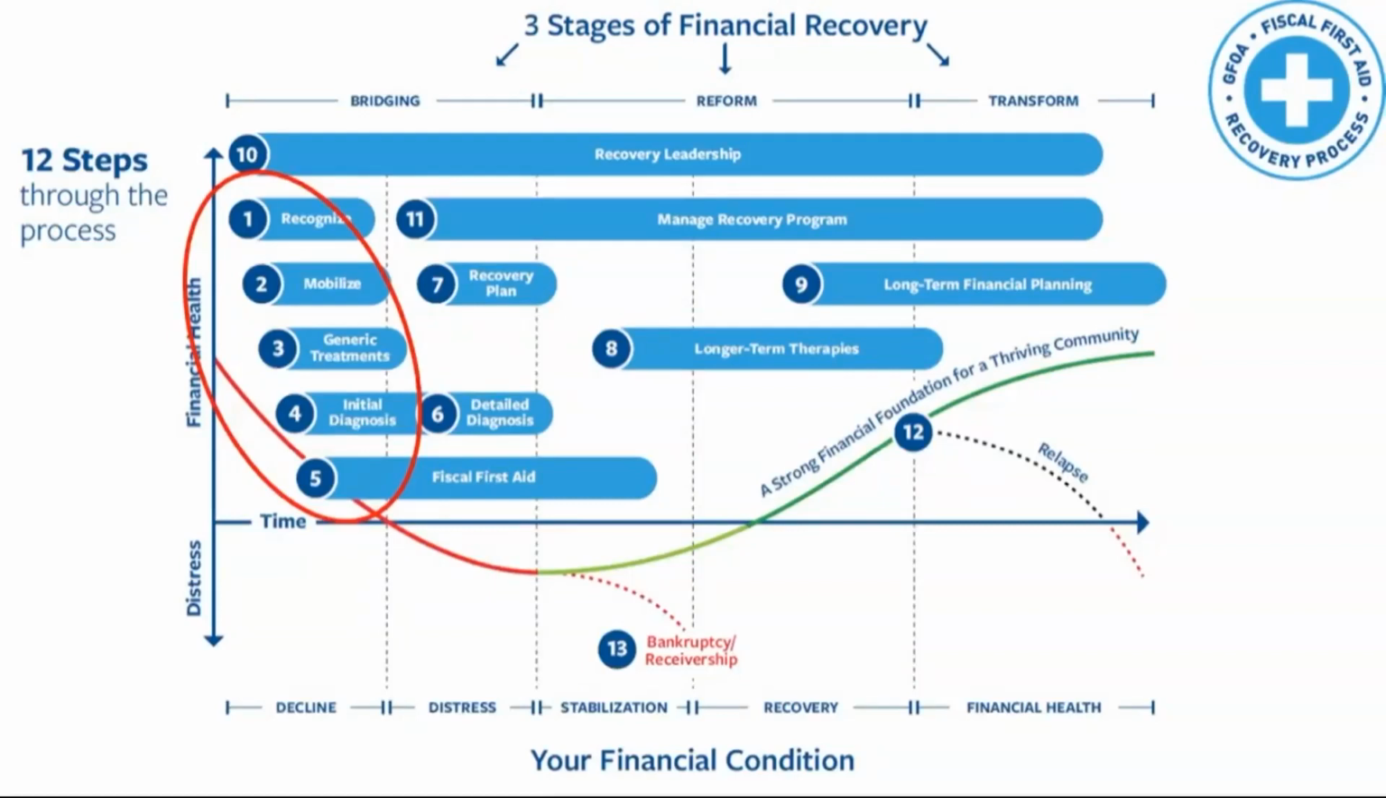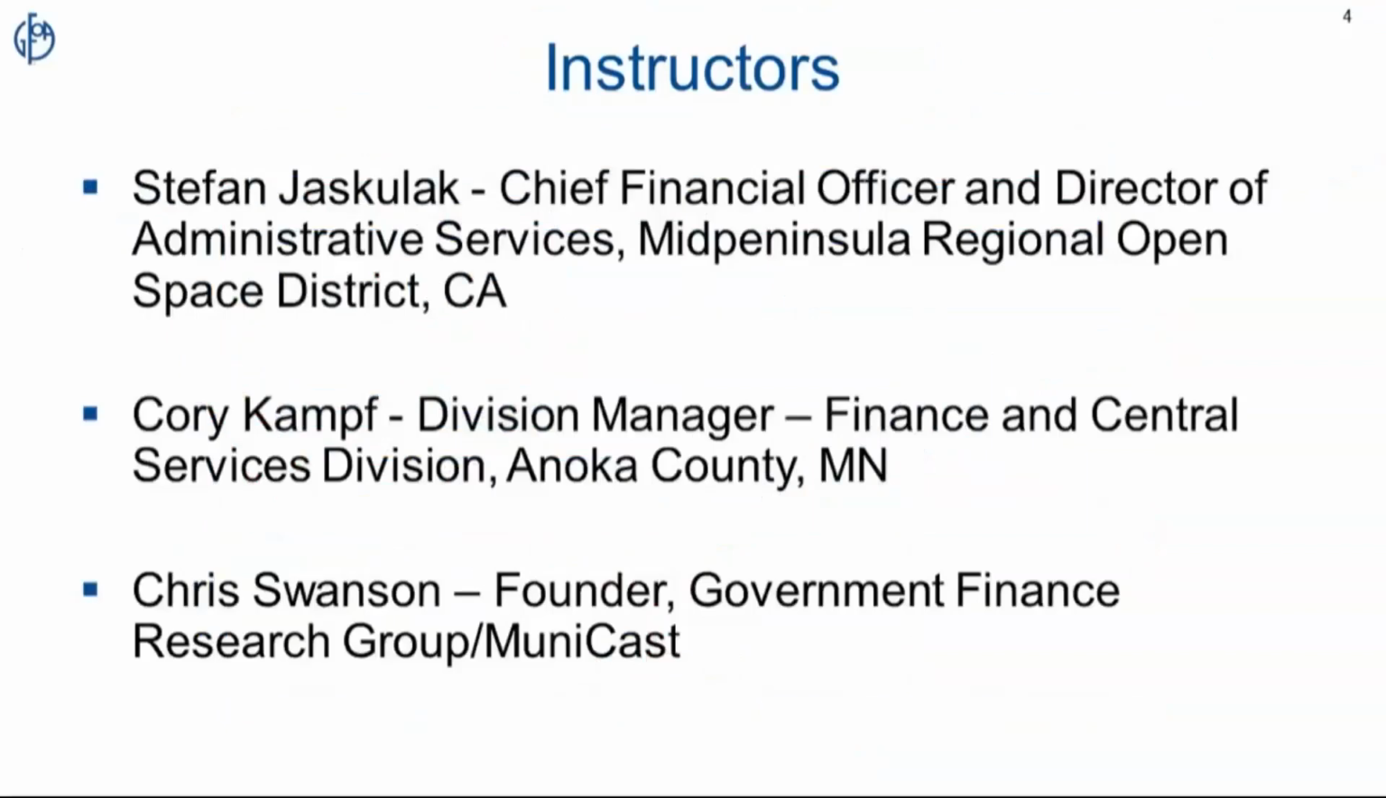But to get things started, I want to welcome Stefan Jasulak, who's the Chief Financial Officer and Director of Administrative Services for the Mid-Peninsula Regional Open Space District in Los Altos, California. In that position, Stefan is responsible for finance, information systems and technology, procurement and grant management, in addition to other items. We're happy to have Stefan as he led the efforts in the Treasury and Investment Management Committee on the updated cash flow forecasting best practice, which is on the GFOA's website and was just recently updated late last year. He's also a frequent GFOA training speaker.